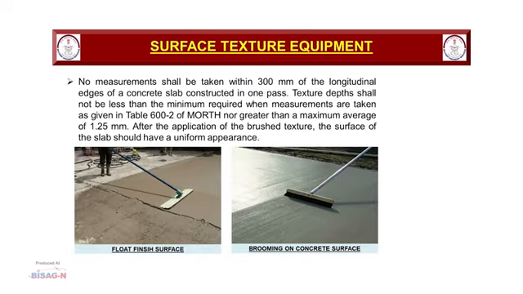Surface texture equipment. No measurement shall be taken within 300 mm of the longitudinal edge of the concrete slab constructed in one pass. Texture depth shall not be less than an average of 1.25 mm. The photograph showing the float finish surfaces and brooming on concrete surface.